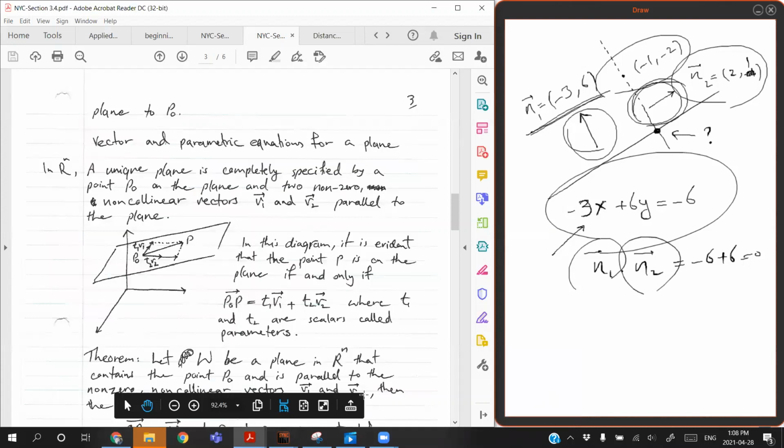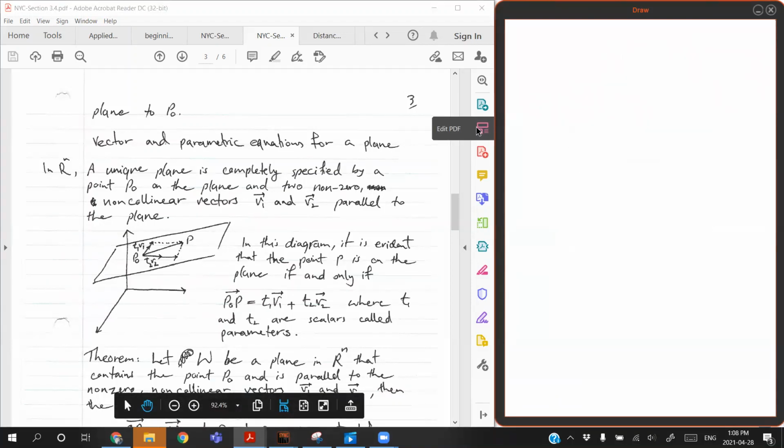Let's continue the lecture for section 3.4. So far from section 3.4, we covered the vector and parametric equation for a line.